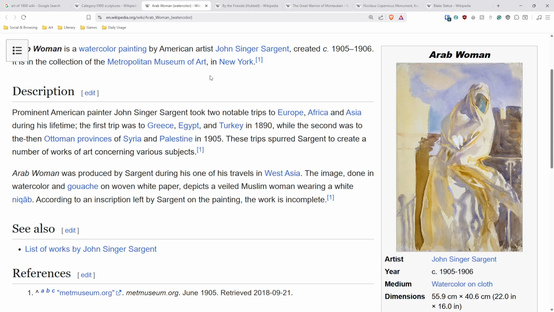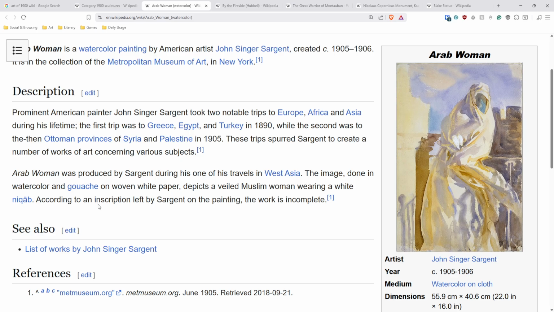Arab Woman was produced by Sargent during one of his travels in West Asia. The image, done in watercolor and gouache on woven white paper, depicts a veiled Muslim woman wearing a white niqab. I most definitely said that wrong, so I do apologize.